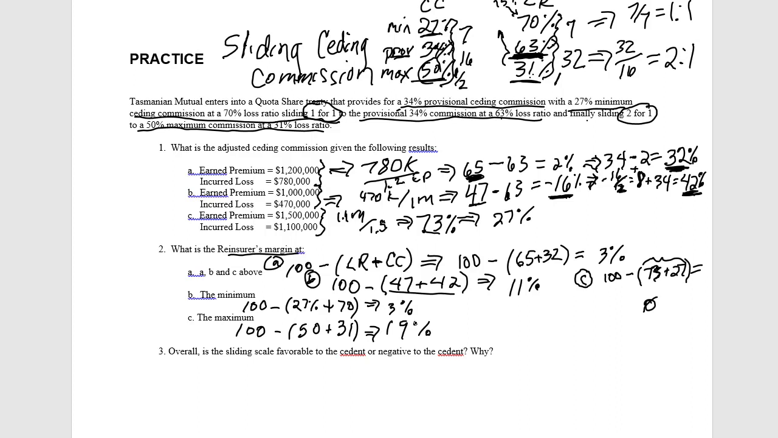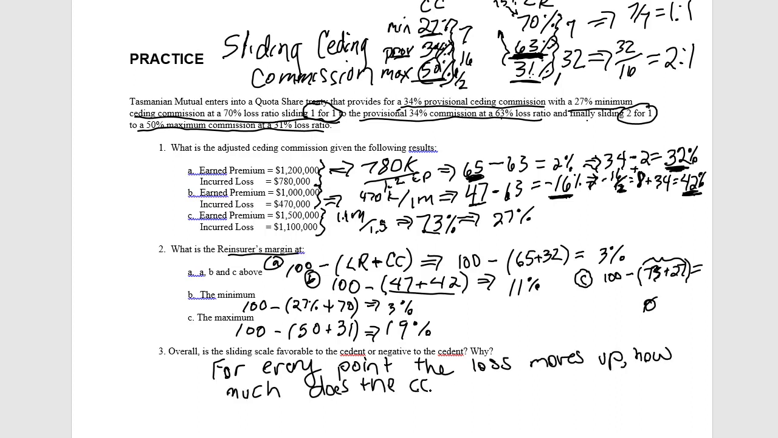So then question 3 is, overall, is the sliding scale favorable to the cedent or negative to the cedent? And the thing that helps us answer this is whether or not the ceding commission moves faster up or down. What I mean by this is you need to ask yourself, for every point the loss ratio moves up, how much does the ceding commission move down? So for every point the loss ratio moves up or goes higher, the ceding commission goes down 1%.